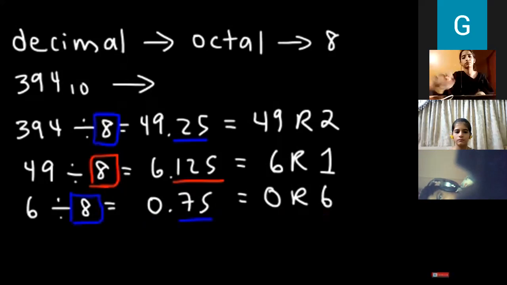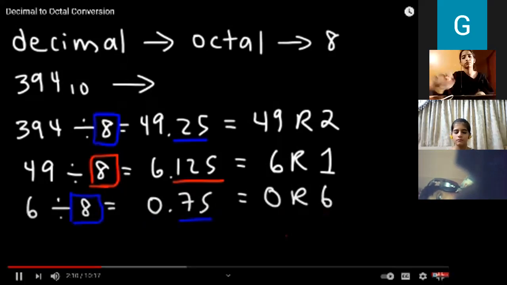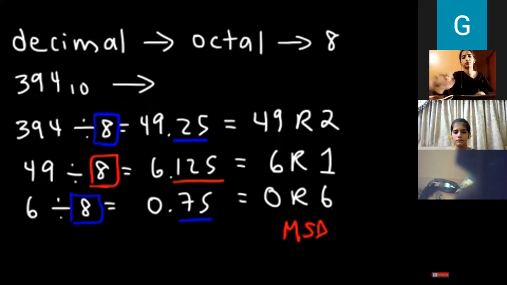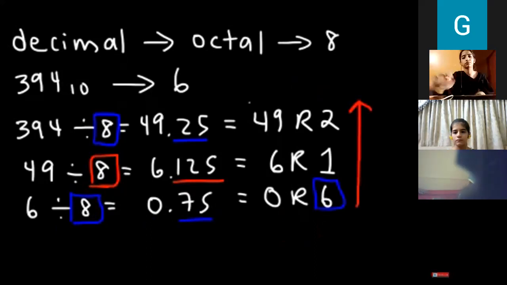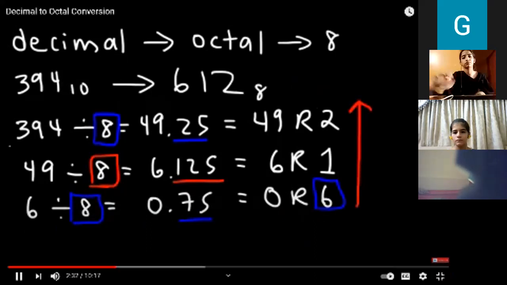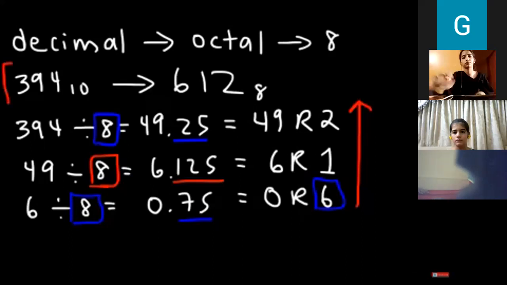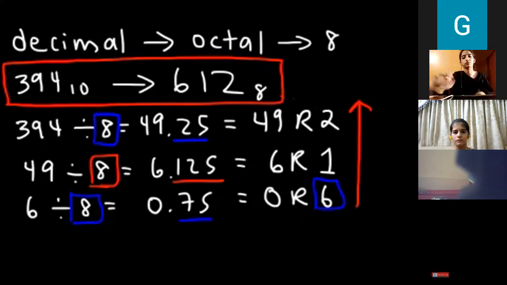Now the way you read your answer is you read it starting from the most significant digit to the least significant digit. So you read the remainders from the bottom to the top. The first number is a 6, and then after that we have a 1, and then we have a 2. And this is in the base 8 system. So 394 in the base 10 system is equal to 612 in the base 8 system. And so that is how we can convert a decimal number into an octal number.